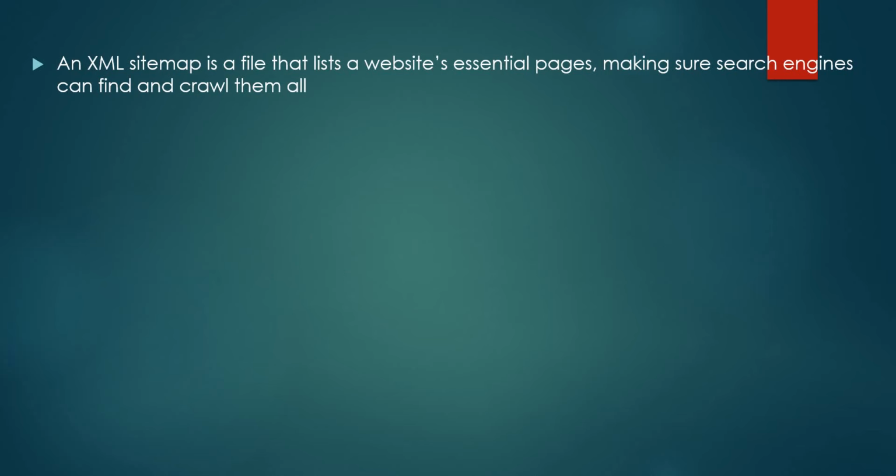An XML sitemap is a file that lists a website's essential pages, making sure search engines can find and crawl them all. So you have a website and you want search engine bots like Google bot, Yahoo bot, Bing bot, etc. to come to your website and crawl the pages of your website and then index them, right? So for that to happen, you need to submit a sitemap.